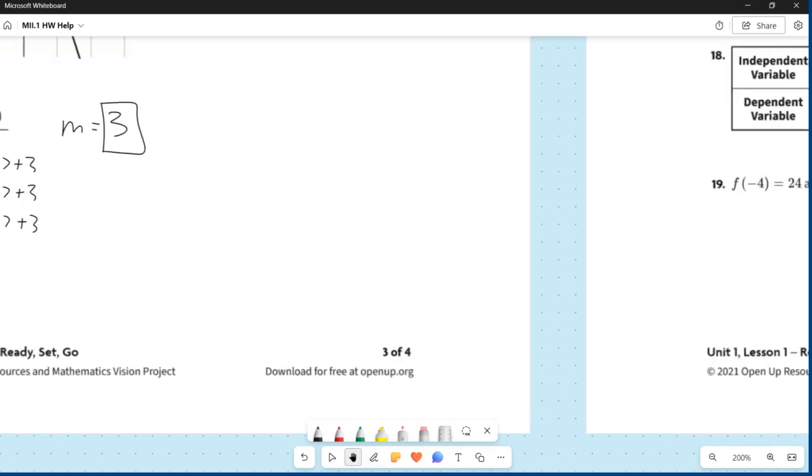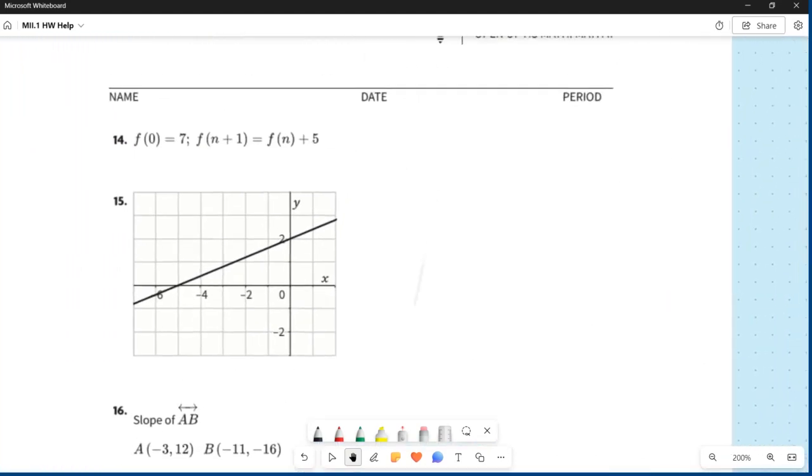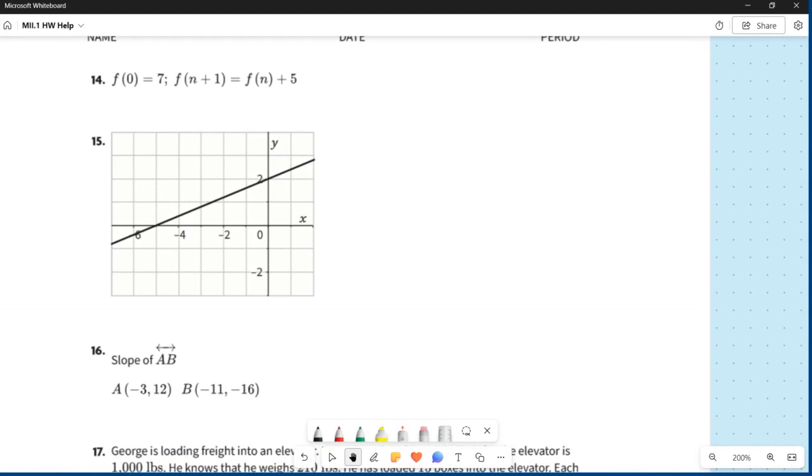Next question is 14. And again, we are given a linear function, a linear relationship. This time, we are given our information in a recursive formula. So we're told that our f of 0, our first term, is 7. And then f of n plus 1, so our next term, says we'll take our previous term and add 5 to it. If you wanted to do a real quick table, you could.